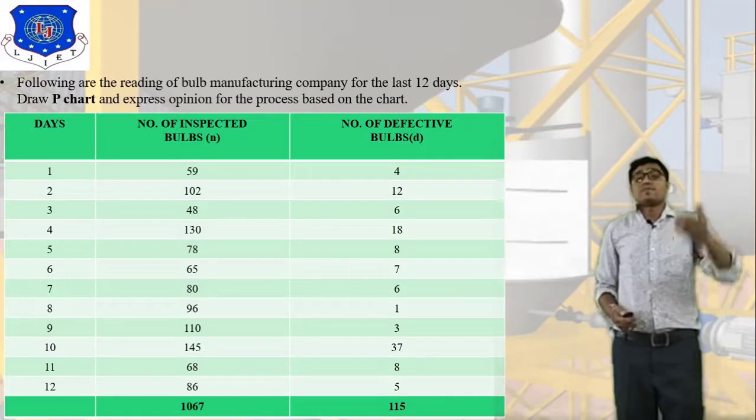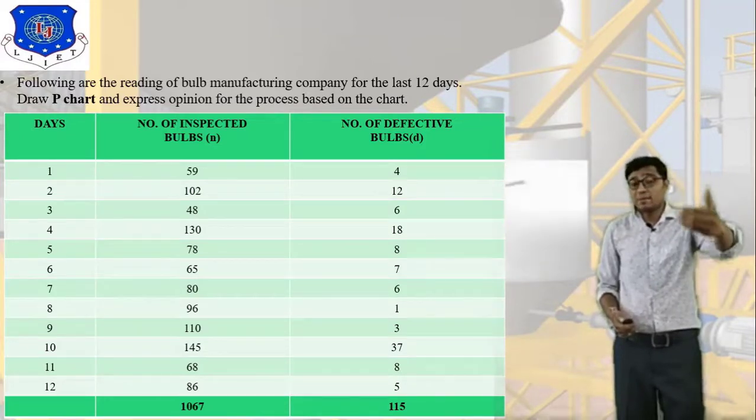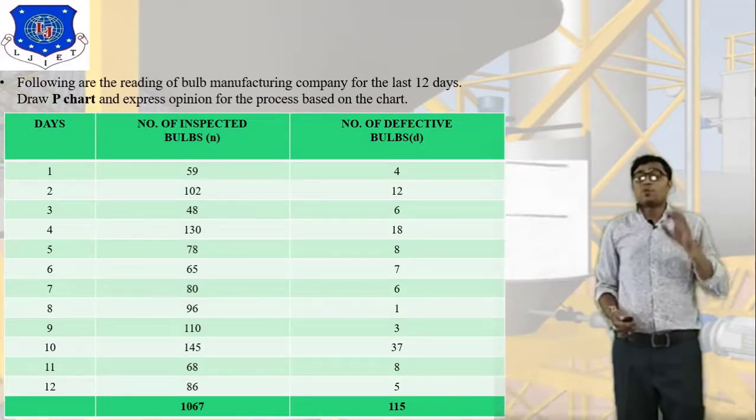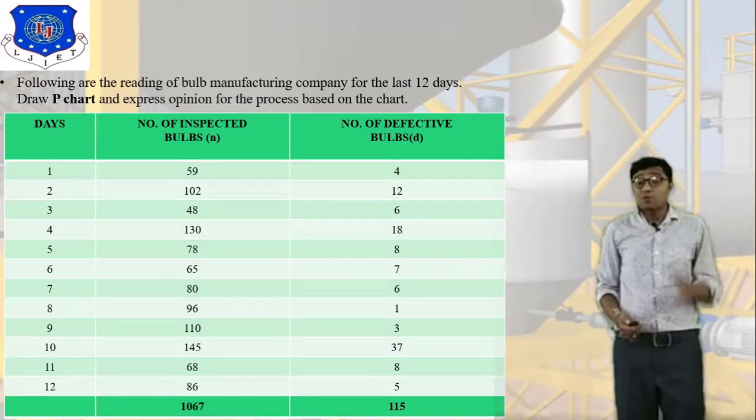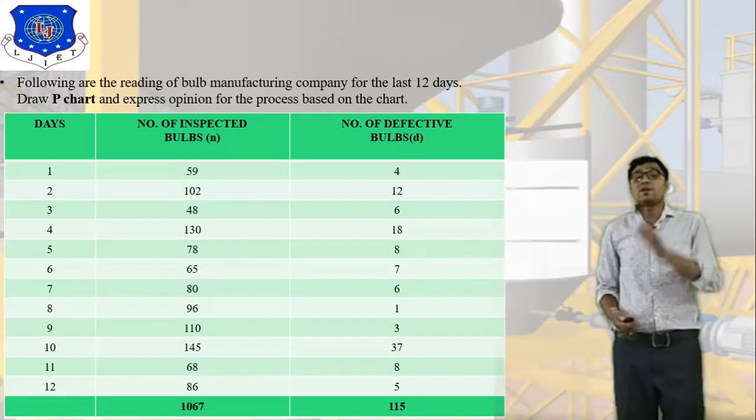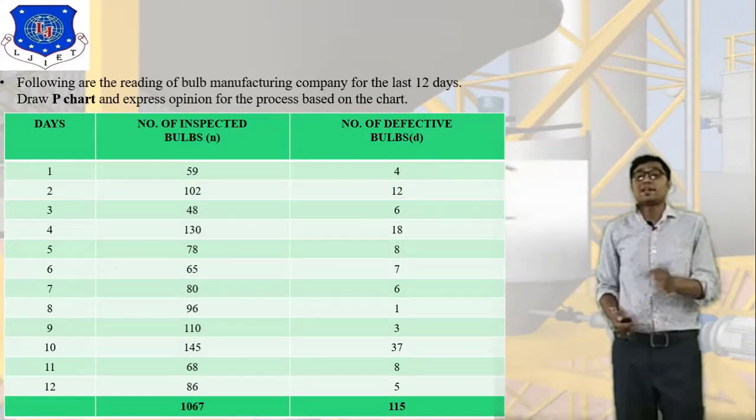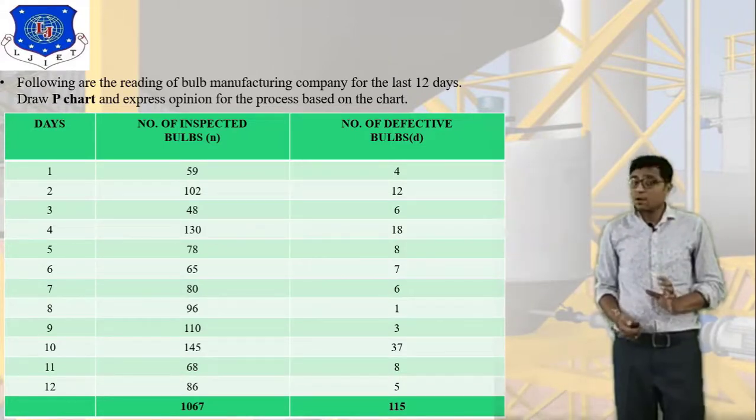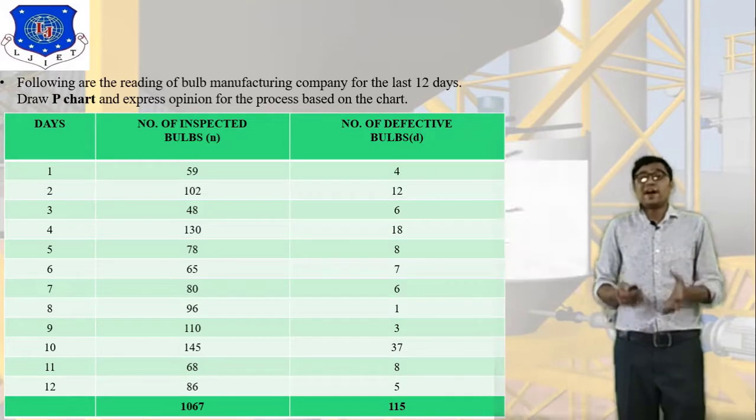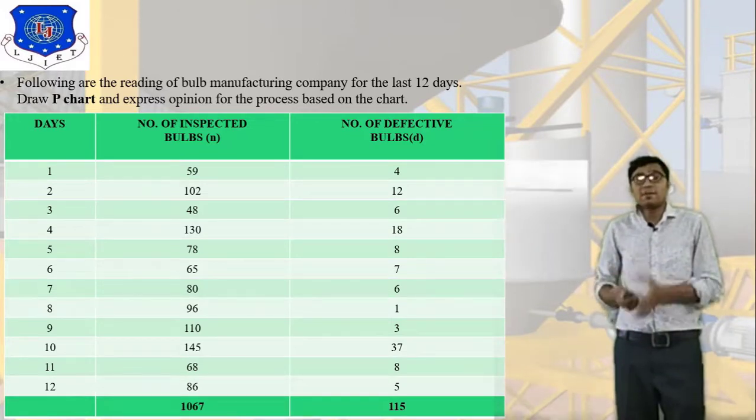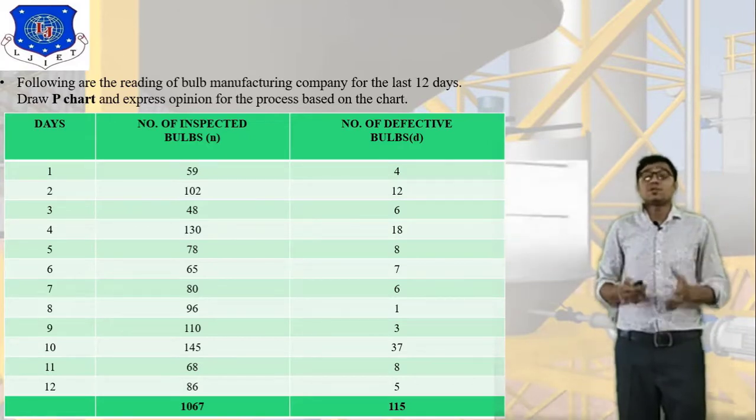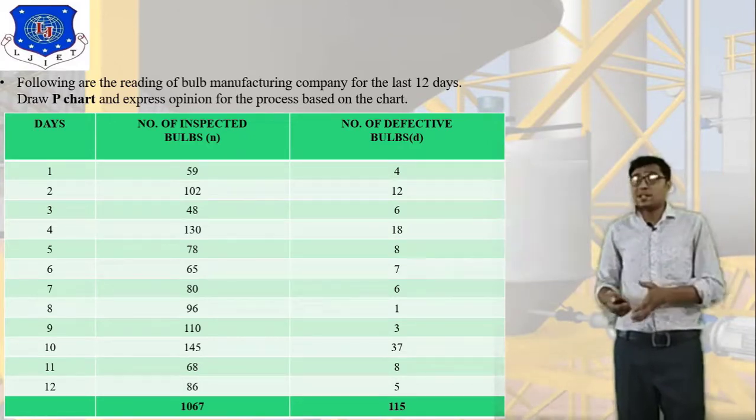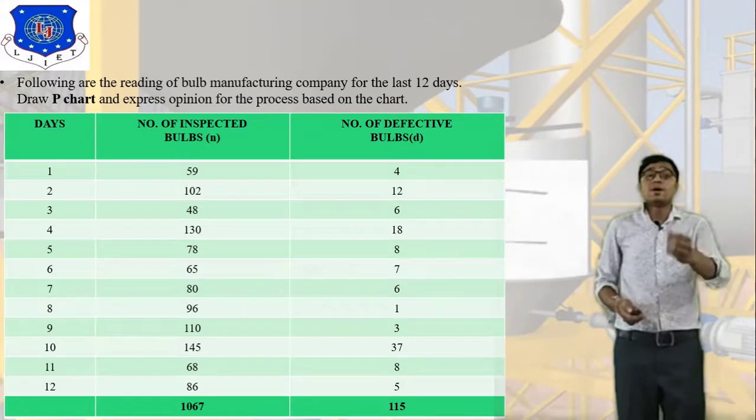So from day number 1 to day number 12, there are 1067 inspected bulbs, and out of 1067 there are 115 that are defective. In this way we can find the number of inspected bulbs and the number of defective bulbs. Now you need to find the UCL and LCL, and you have to draw the P chart.